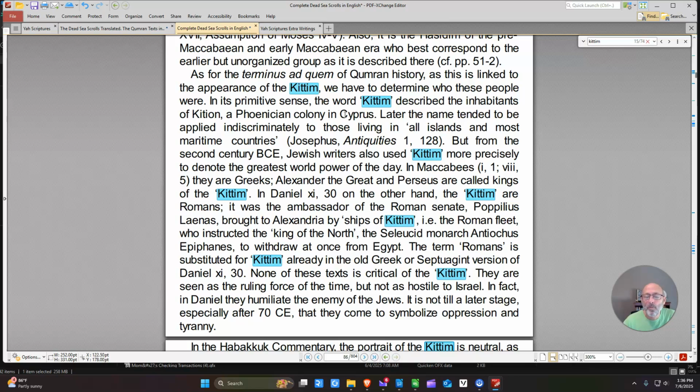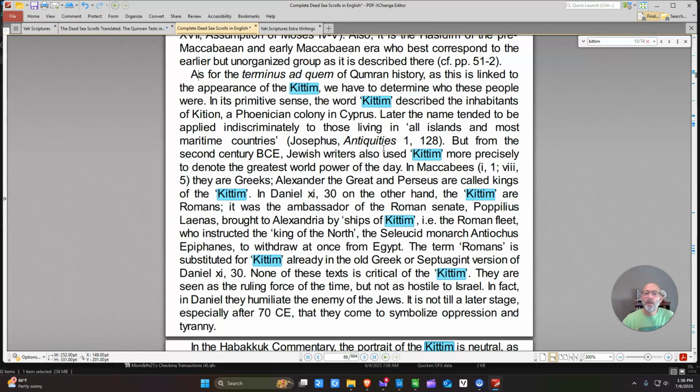because Kittim would have been given land. Kittim would have been the son of Yavan, who was given portions of land in the area of Yavan, which maybe included the Phoenician colony, and Cyprus, but I don't think it was limited to that. Maybe. "Later, the name tended to be applied indiscriminately to those living in all islands and most maritime countries." And that's according to Josephus in Antiquities.